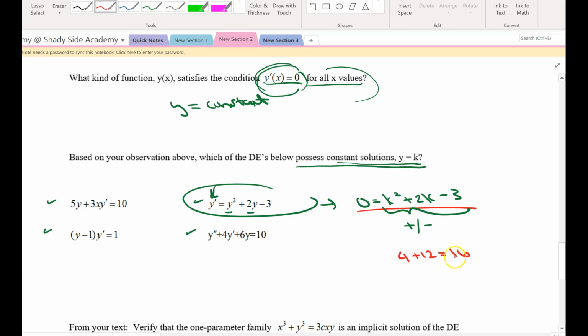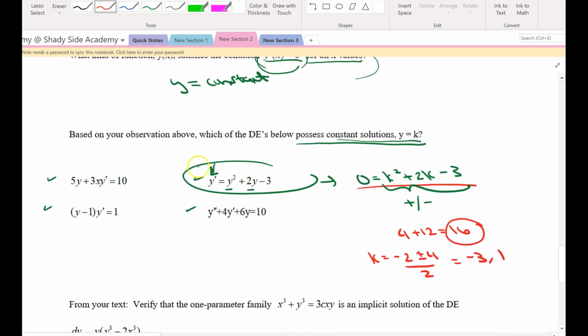Okay, so very good. So right away, there are two solutions, there are two values of k for which this equation would be true. And those two values would be negative 3 and 1. Good? All right. So the answer to this question here is that in this differential equation, unless k were to equal negative 3 or 1, the constant solution is not a solution to this diffie-q. Okay? Or y equals k is not a solution to the diffie-q.